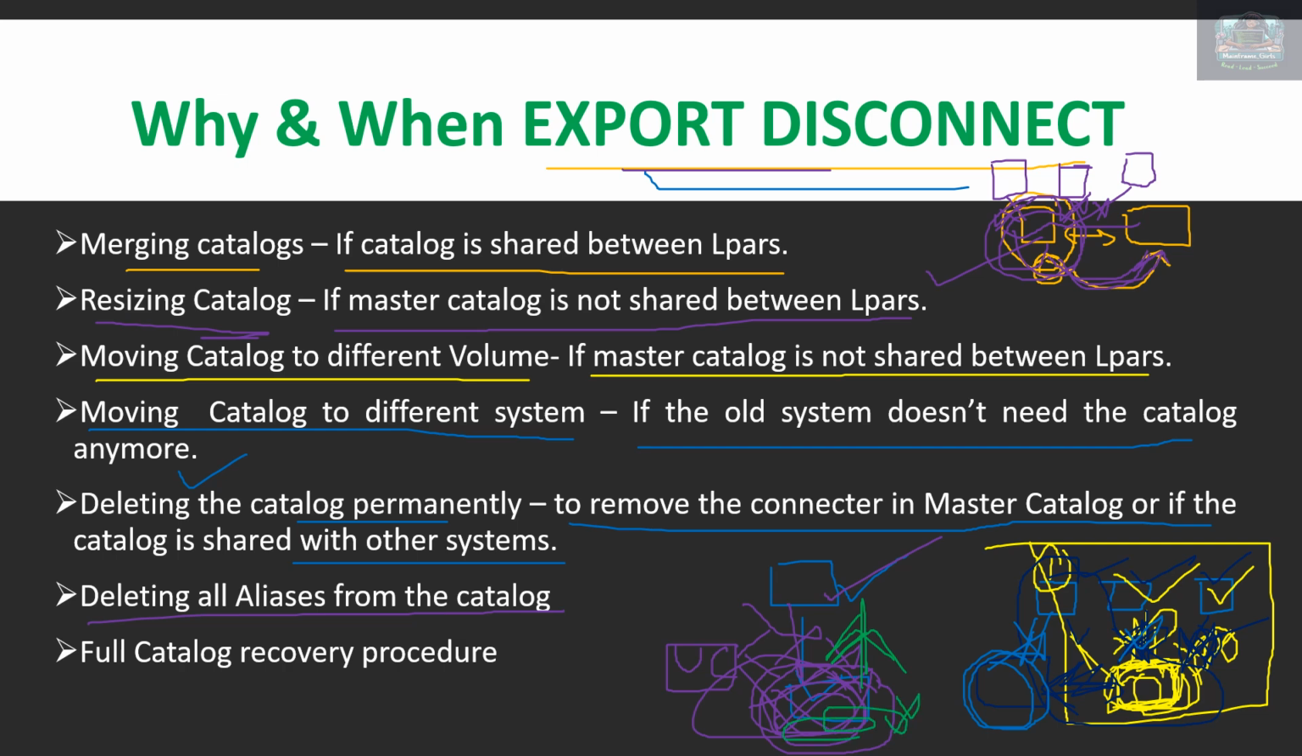Full catalog recovery procedure. Suppose something happened to your catalog and you are doing a recovery of your catalog. At that time you will be getting the data from the backup, but before that you have to disconnect your catalog from the master catalog. You have to redefine it as a fresh catalog. So before that you have to do a disconnect, make it an obsolete catalog, delete it, redefine it, and take the data from the backup. So these are the most important times, and dealing with a catalog is very important.